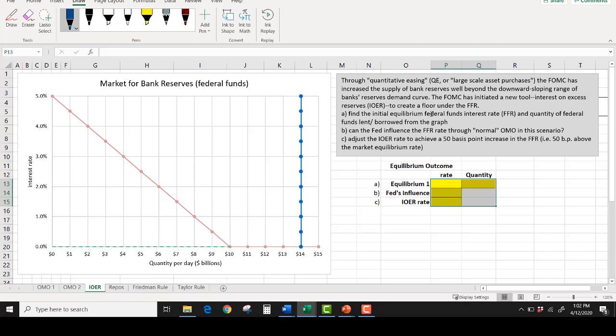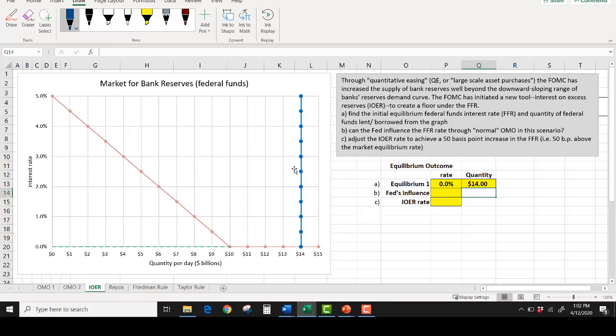So find the initial equilibrium federal funds interest rate target and quantity of federal funds lent and borrowed from the graph. Well, the price is going to be 0, right? Because the demand curve is bottomed out. So we're at what is known as the 0 lower bound for interest rates, and the supply here is sitting at 14 billion at that price of 0. B, can the Fed influence the federal funds rate through normal open market operations in this scenario? And we have to be kind of careful here and parse this. What I mean by normal is small.